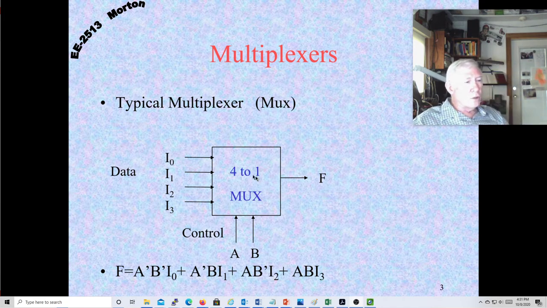And you should remember that any 4-to-1 multiplexer can implement any 3-variable problem. Any arbitrary 3-variable truth table can be implemented with this multiplexer. And we talked about how to do that. I'll review that in just a second.